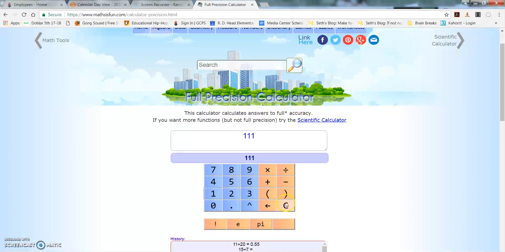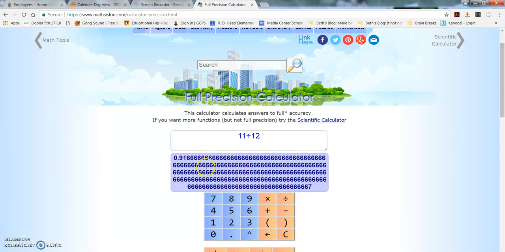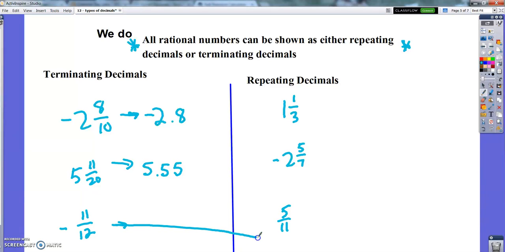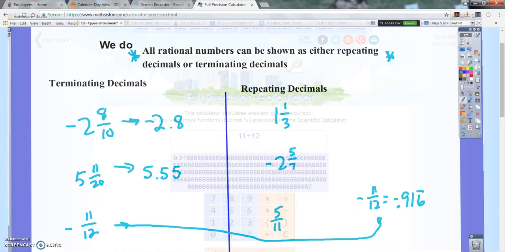11, again. 11/12. Oh, I was wrong. That's a repeating decimal, isn't it? It looks like it's not because they threw this 7 on here at the end, but a lot of calculators, what they'll do with a repeating decimal is they will round it at the end. So they're just rounding it to the 100th spot, but it's really 916 repeating. So I've got to put that way over there. My bad. That is negative 0.916, and just the line goes over the 6. The whole thing doesn't repeat. You'll notice just the 6.